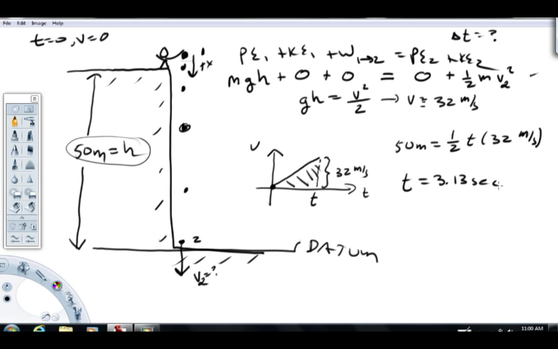So here's an example of how we would apply the work energy theorem in a relatively simple problem, and how we would couple that with a graphical study of motion here. And I hope this video helped demonstrate how we might do these things.